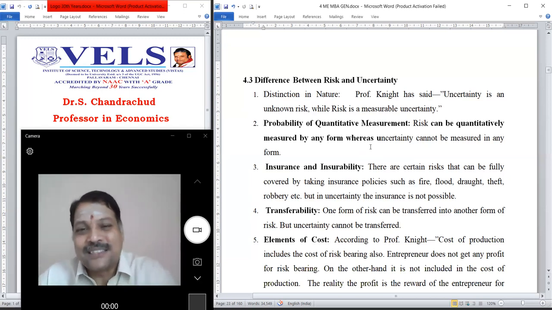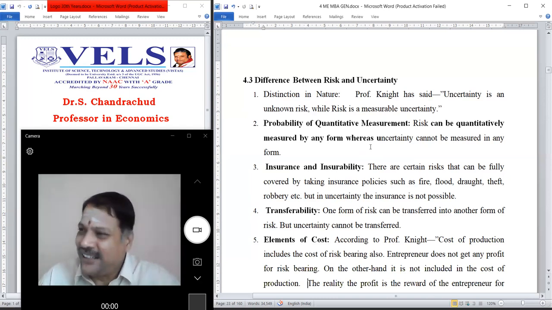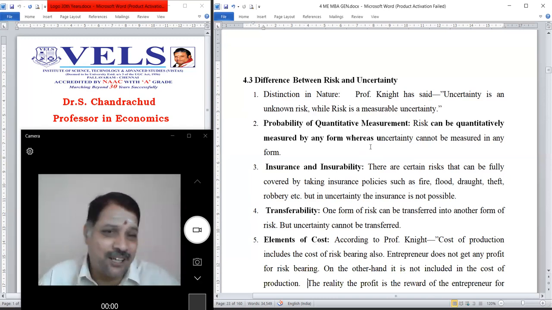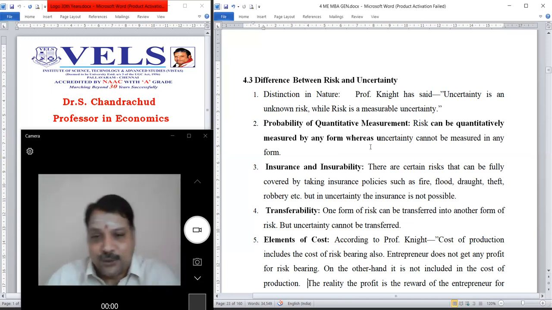The second one is probability and quantitative measurement. Risk can be quantified, measured in some form, whereas uncertainty cannot be measured in any form. Uncertain is uncertain. Risk we can quantify. This much risk I am having, either in monetary terms or non-monetary terms. We can say this much is the risk, but for uncertainty, it's not possible.